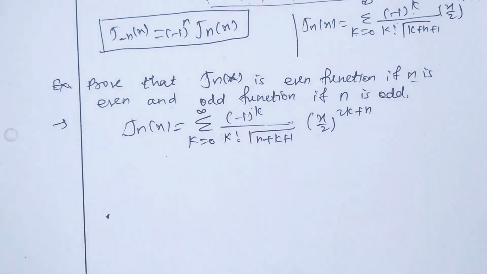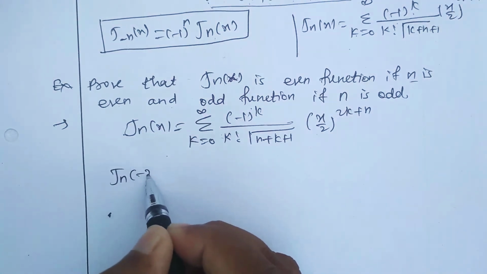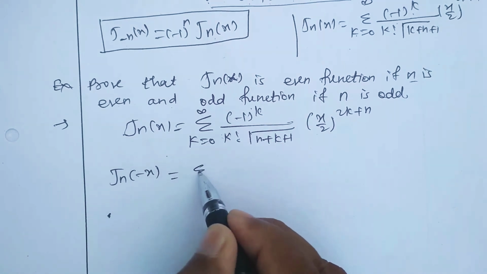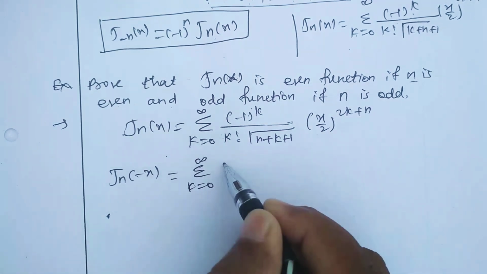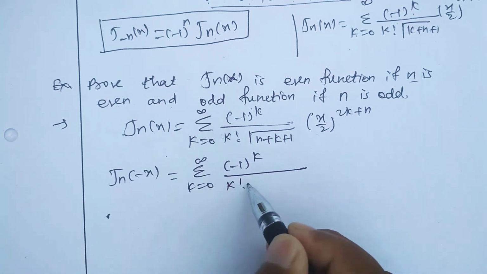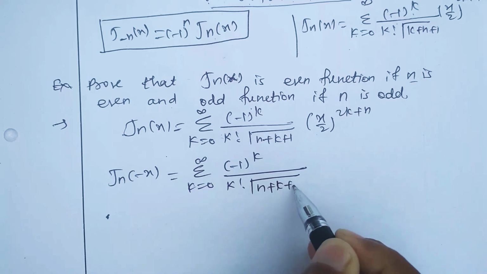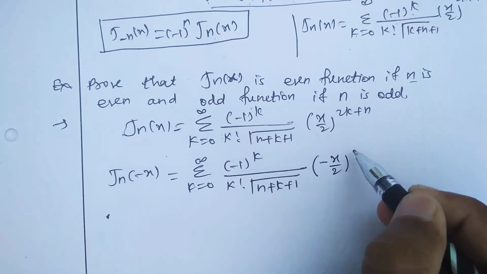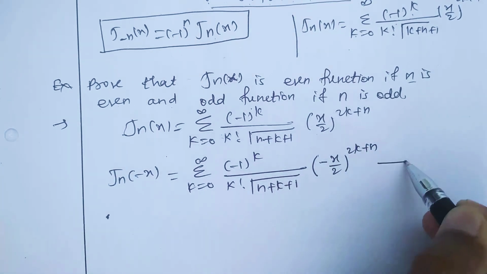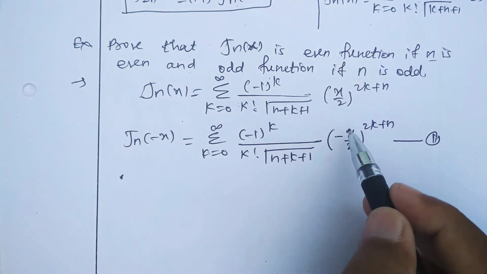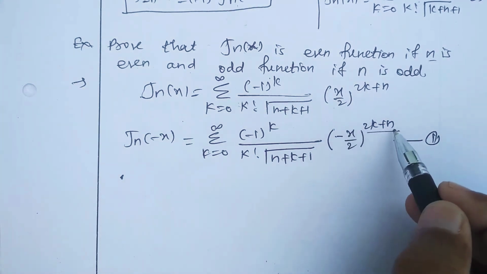Now to check whether it is even or odd, we have to calculate the value of Jn of minus x. That means replace x by minus x. So this is equal to the summation k varies from 0 to infinity, minus 1 raised to k as it is, k factorial as it is, gamma of n plus k plus 1 as it is, and here x is replaced by minus x, so you will get minus x by 2 raised to 2k plus n. Call it equation number 1. Now see this term, minus x by 2 raised to 2k plus n.